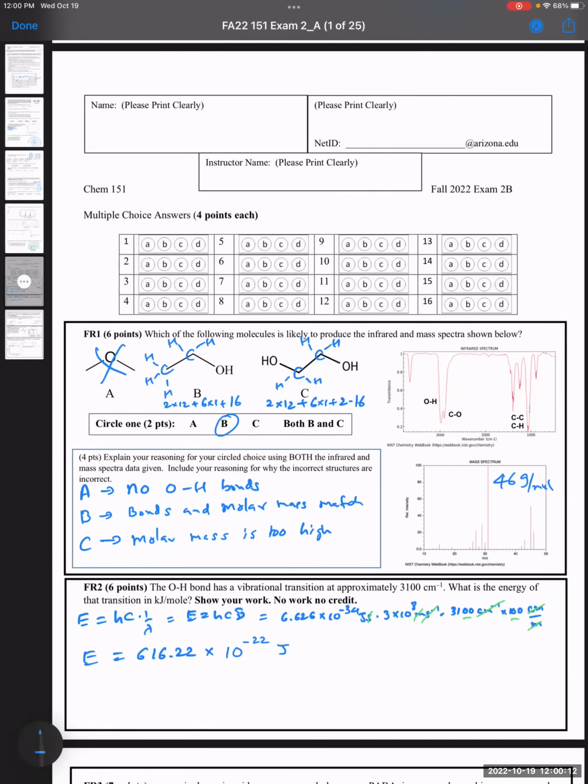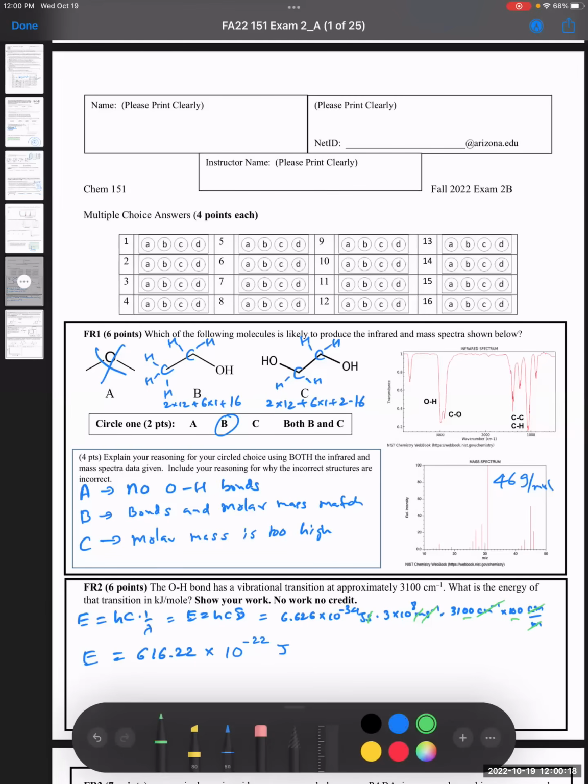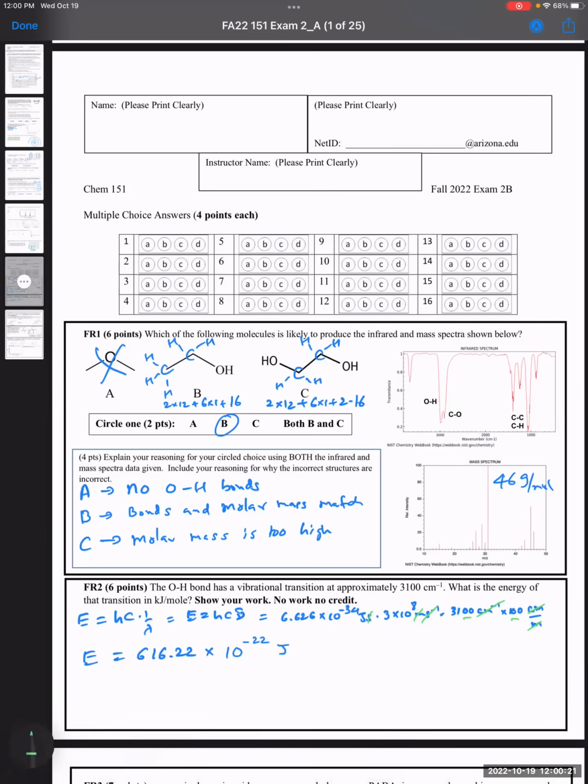Now, once we have this number, this is joules per photon. What you want to do is multiply this by Avogadro's number, 6.022 times 10 to the power of 23 per mole, to find the energy of 1 mole of photons. Once you have that, you need to divide this number by 1000, because that's how many joules we have in a kilojoule, to convert this to kilojoules per mole. And if you do that, again, I'm going to do the exponents first.